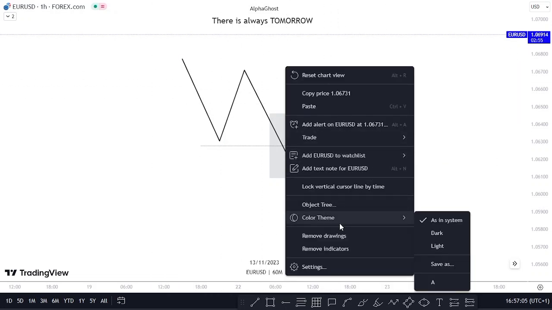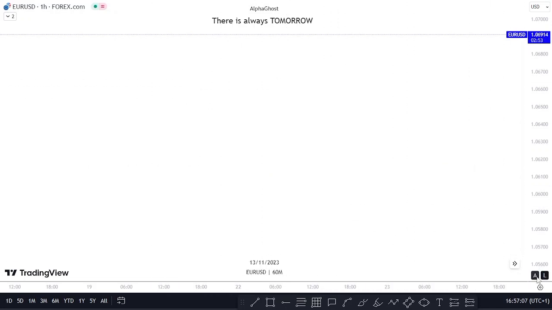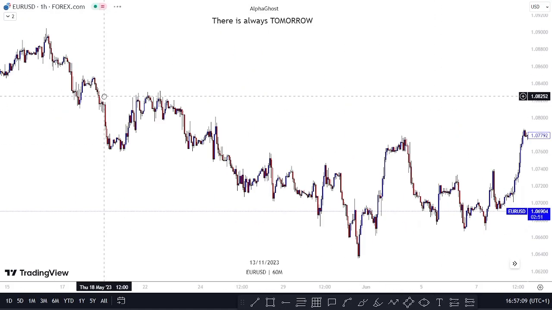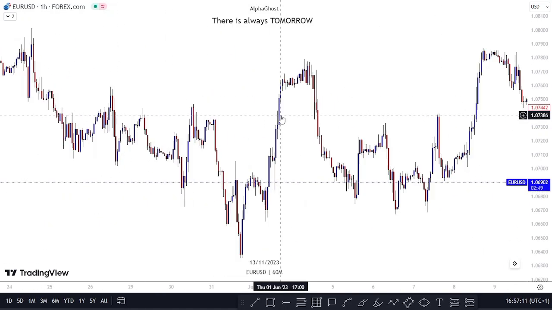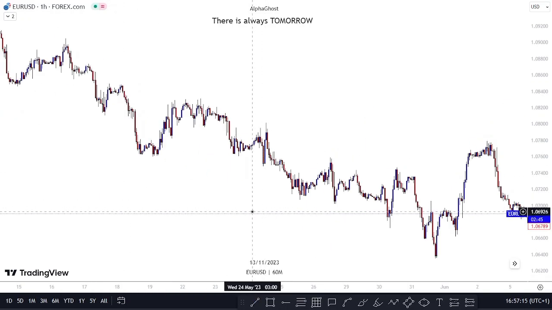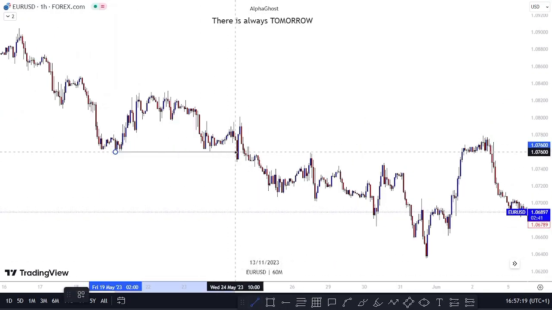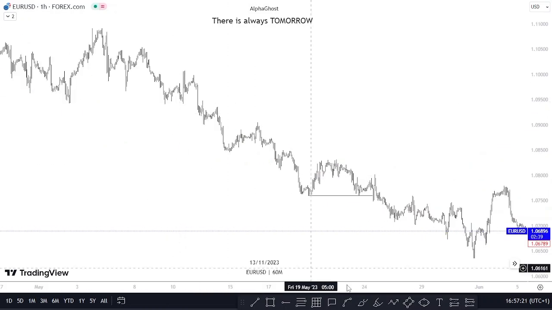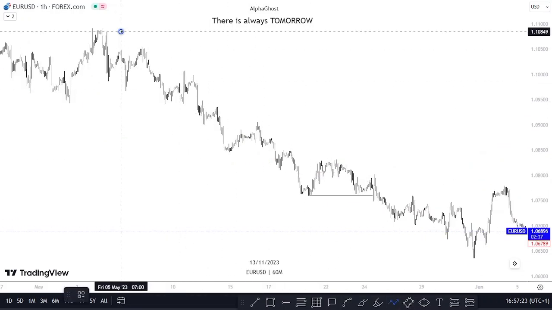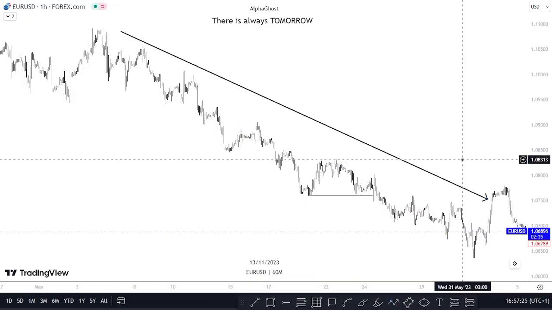So let's just continue. I'm going to show you examples also here. So I think I should be here. Okay, now let me start from here with the identification of trend first and with break of structures. We know we are in a bearish trend. As you can see, we are literally in a bearish trend.